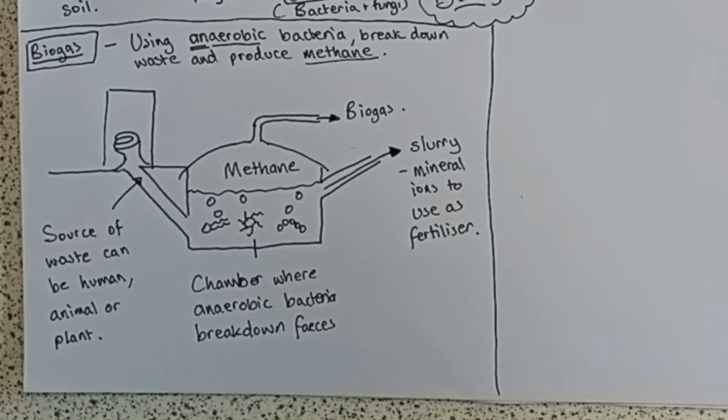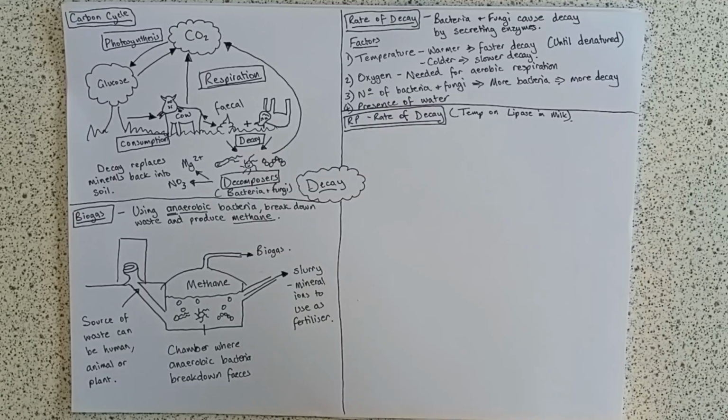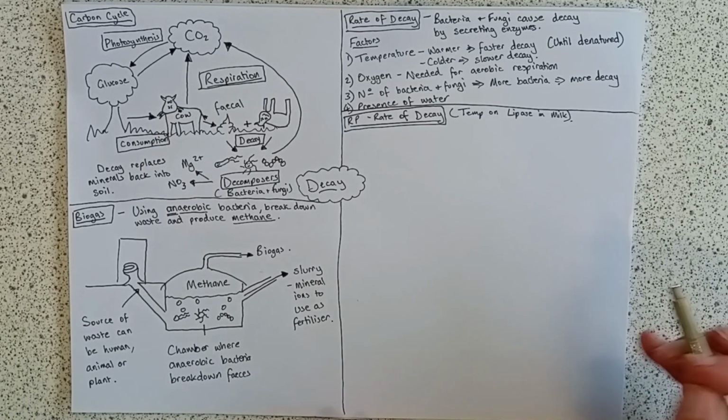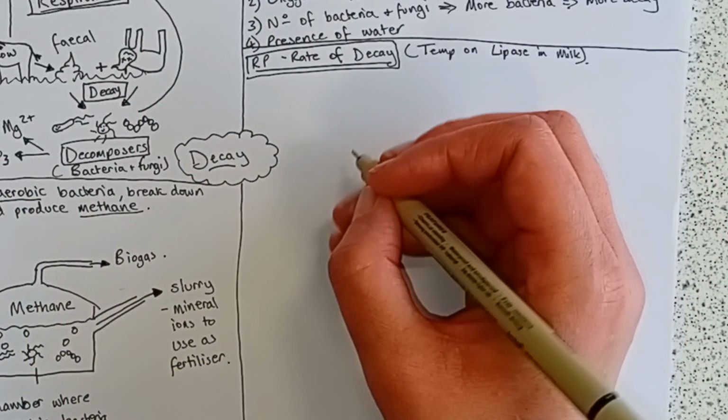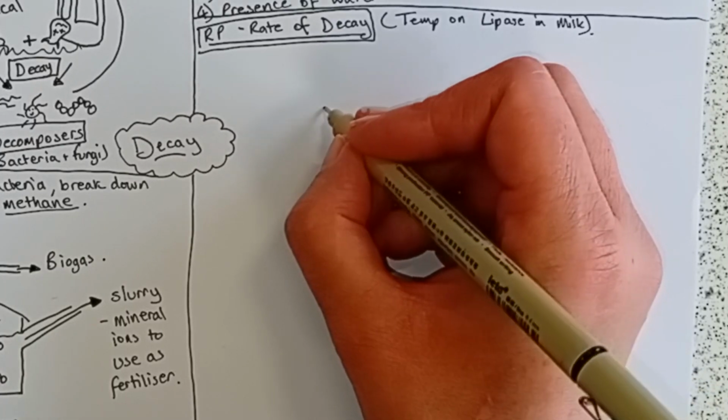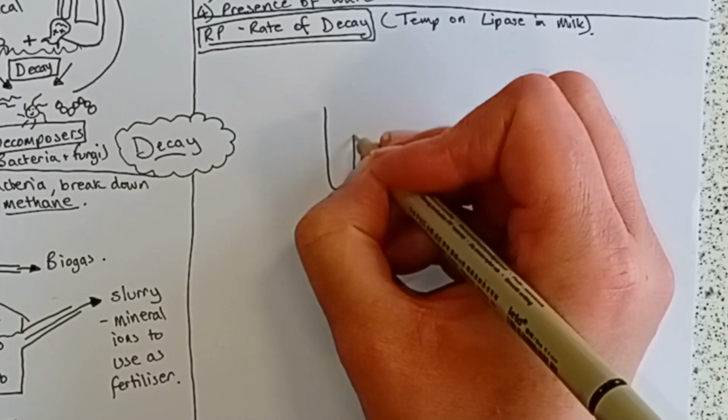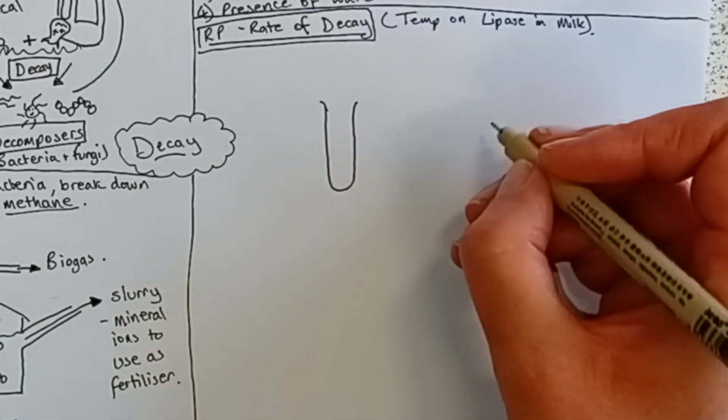And that's one use of decay. On to our last section then, where we're going to be looking at the effect of temperature on the rate of decay in milk. So I'm going to draw 2 tubes. I'm going to leave a bit of a gap at the top because I'm going to draw something in there afterwards.